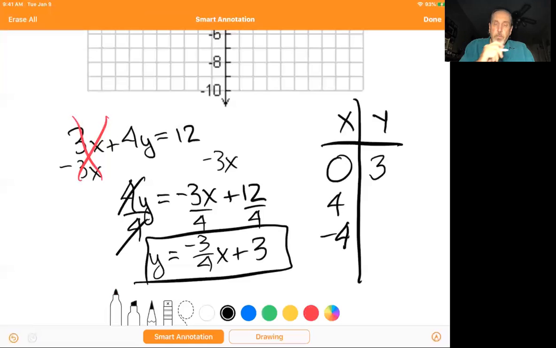Okay, now, when we put in the 4, we're going to put the 4 in right there for x, okay? So 4 times negative 3/4. I'll show you what we're looking at here. 4 times negative 3/4.